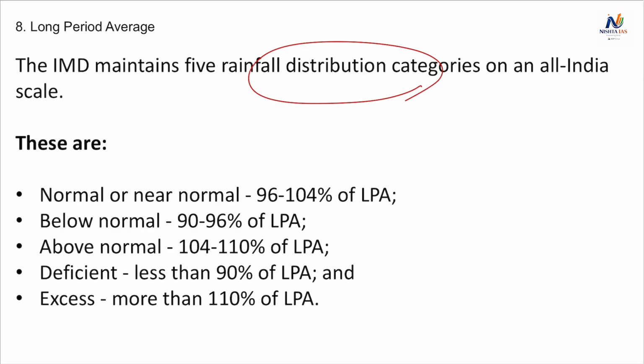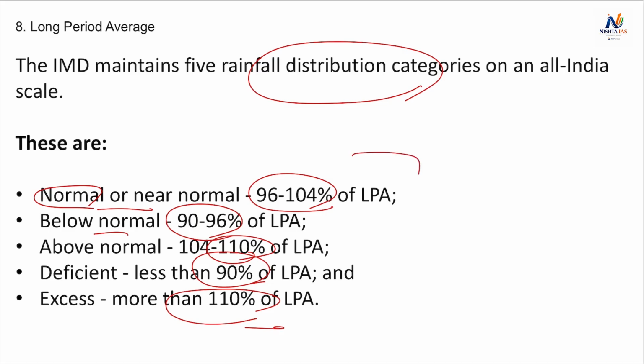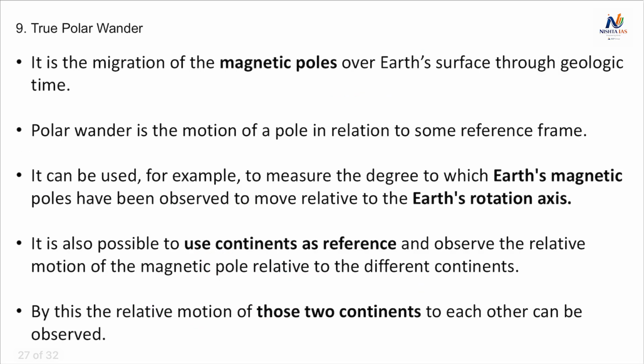And we have 5 categories of LPAs which are maintained by the IMD, that is Indian Meteorological Department. That is, we have the normal or near normal rainfall, which is 104% of LPA, and below normal 90 to 96%. Above normal is 110%, which is more than normal. And then we have deficient, that is less than 90%, and excess, more than 110%. So no need to learn all these by heart. So just remember that whenever we speak about normal rainfall or above normal rainfall, we are calculating that as per the long period average.